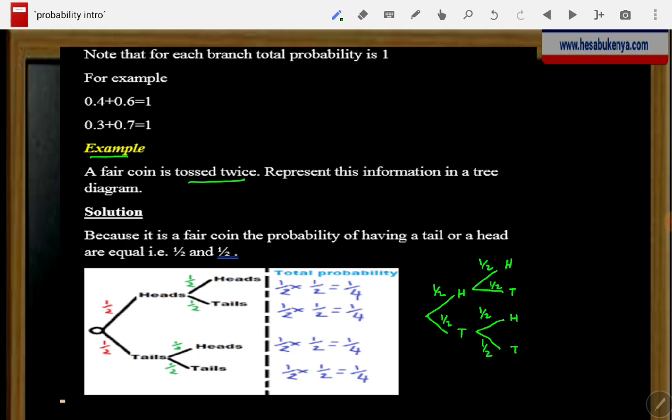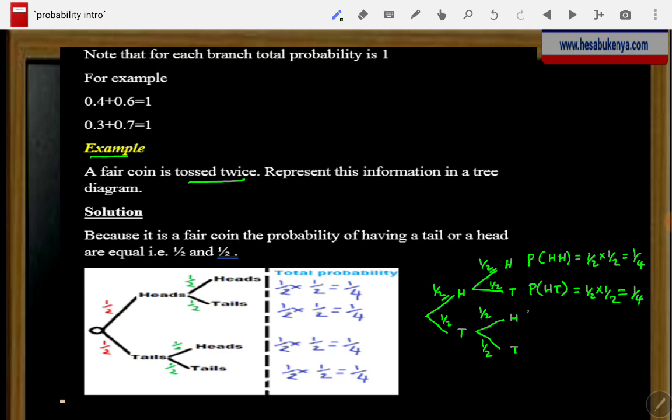So for total probability, using the first path, we will have the probability of getting a head and a head. Therefore, total probability will be equal to a half times a half, which is equal to a quarter. In the second path, we'll have the probability of getting a head and a tail, which is equal to a half times a half, which is equal to a quarter.